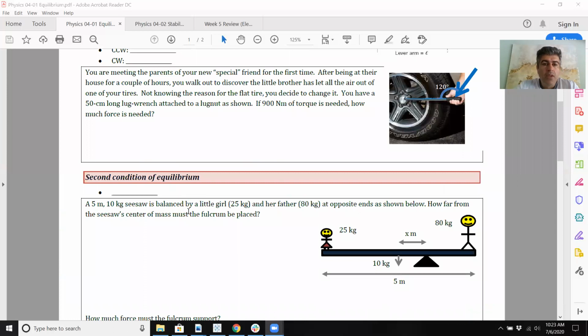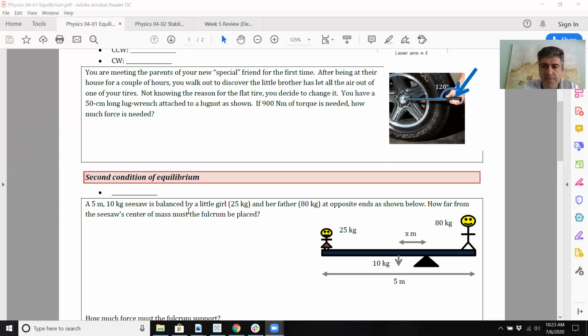Okay, you're meeting the parents of your new special friend for the first time. I don't know what special means, but anyway, after being at their house for a couple hours, you walk out and discover the little brother has let all the air out of one of your tires. That's not good. Not knowing the reason for the flat tire, you decide to change it. You have a 50 centimeter lug nut wrench attached to the lug nut as shown.